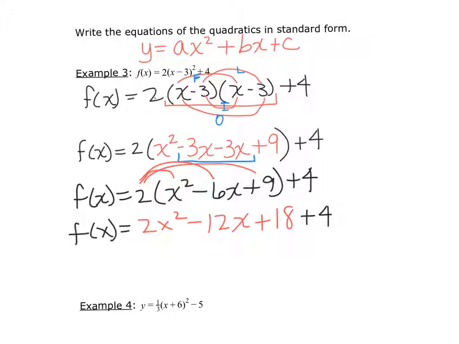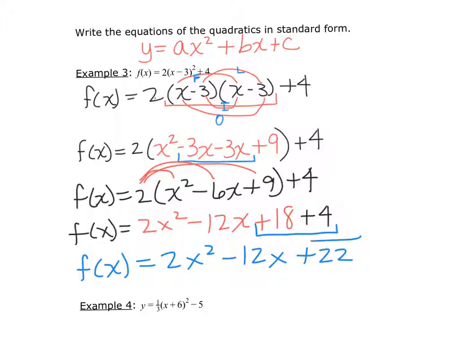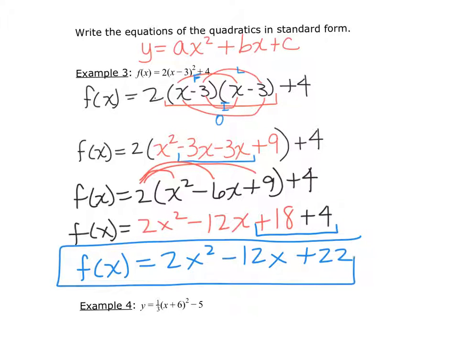All right. And finally, do I have any more like terms? Yes, 18 and 4. So I have f of x equals 2x squared minus 12x plus 22. Beautiful job.